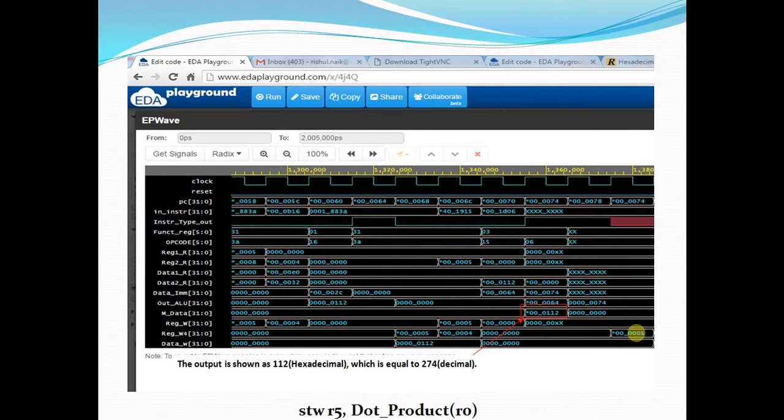Store word, or STW, computes the effective byte address specified by the sum of register 0 and the instruction signed 16-bit immediate value, and stores the contents of R5 into data memory. In the waveform, we can see how contents of R5 is stored in data W, which gives the dot product of the given arrays A and B. Here, the dot product is given as 112, which is in hexadecimal, and converted to decimal gives 274, which is the final value of the dot product of arrays A and B.